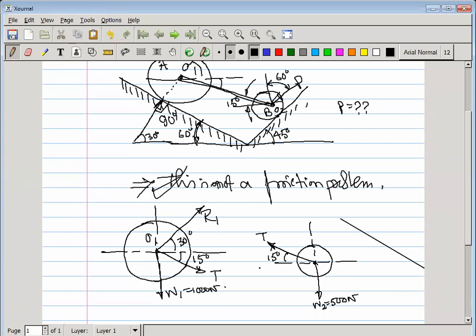Now, in the similar way we have to draw the angle also here. This is 90, so this reaction, that is R2, should also be 45 degree, as it is given 45, na? 45, 90, 45, so total is 180. So this angle is also 45 degree.